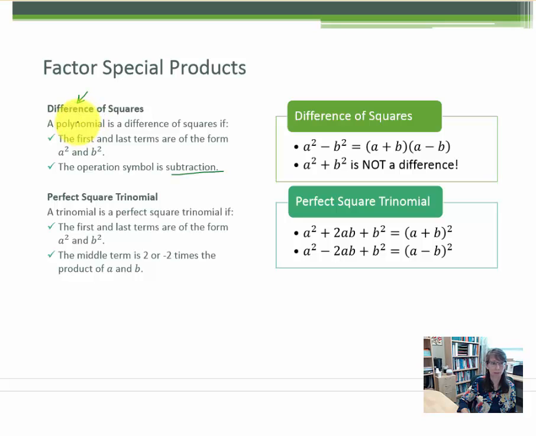The other special factoring we'll talk about is the perfect square trinomial. A trinomial is a perfect square trinomial if the first and last terms again are of the form a squared and b squared, so they need to be perfect square terms. And the middle term needs to be 2 or negative 2 times the product of a and b. I'll show you what that looks like in a few examples.